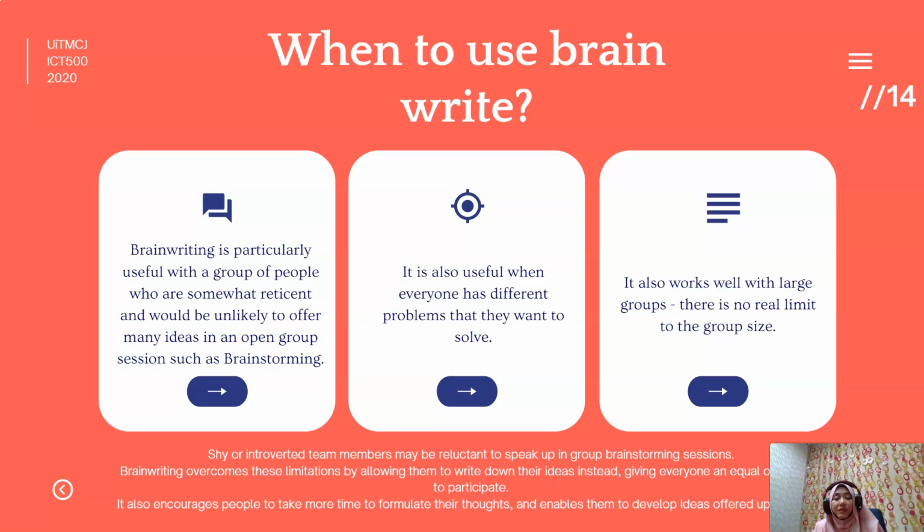Sometimes it is difficult for us to have everybody talk, maybe because of the group. It is also useful when everyone has different problems to solve, and it works well with a large group. There is no limit to the group size. Shy or introvert team members may be reluctant to speak up in a brainstorm session. That's why brainwriting overcomes this limitation, and it is good because sometimes introvert team members can propose very great ideas.